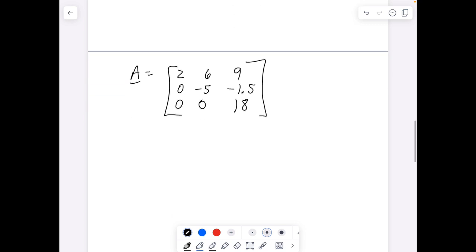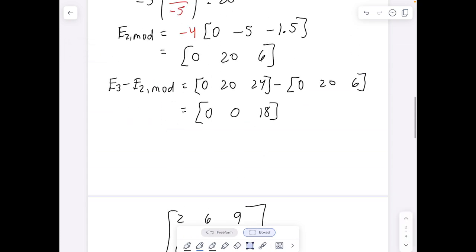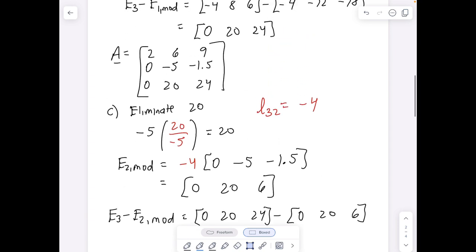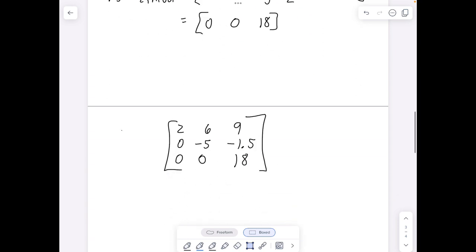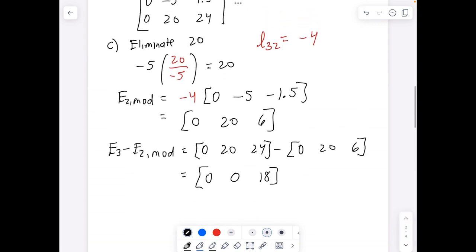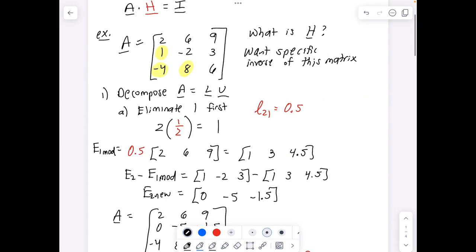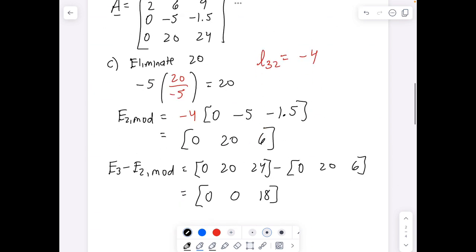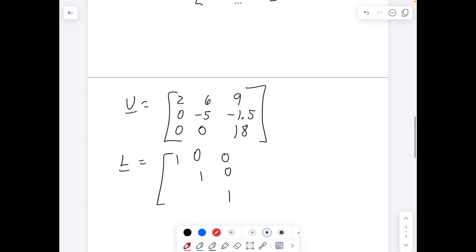And really, it's not really fair to say that this is A. I mean, kind of, but we've modified it. It is a new matrix now. So really what this is is U. This is our U. And our L is going to be the same size matrix. So we have 1s along the diagonal, 0s in the upper triangle, and then we'll take our multipliers, which are 1/2, -2, and -4. So this is 1/2, -2, and -4.